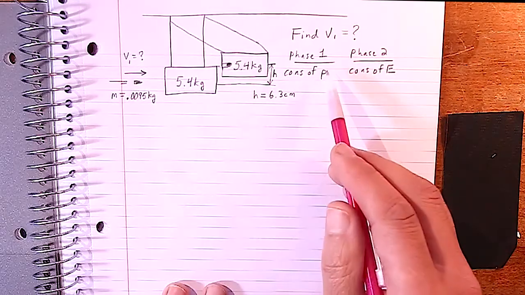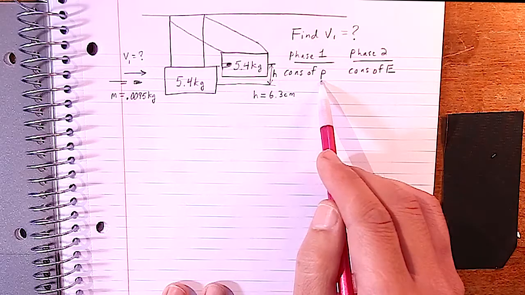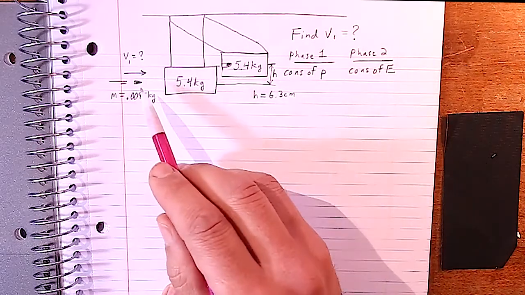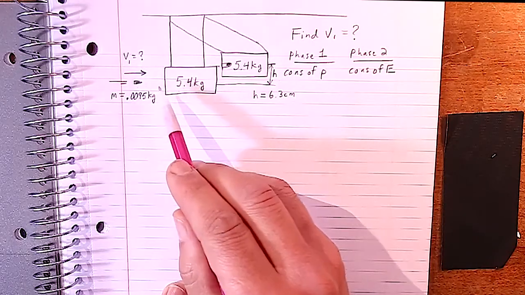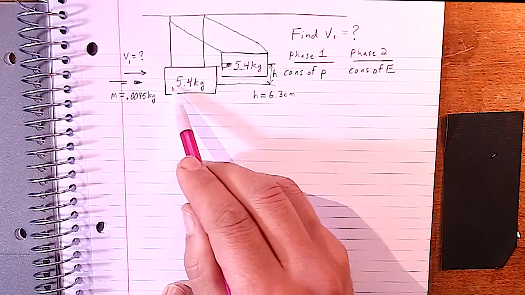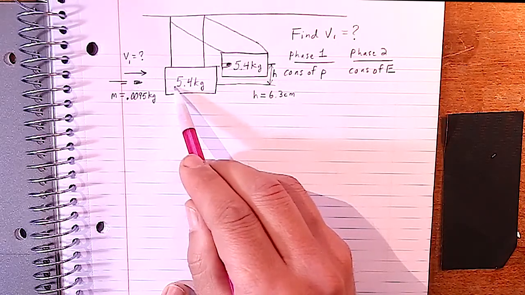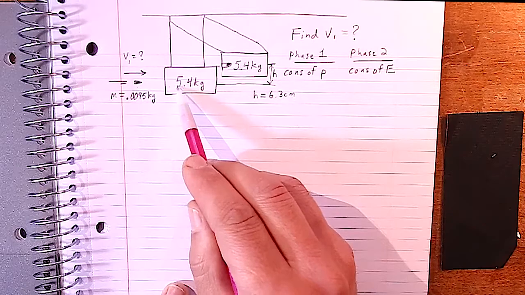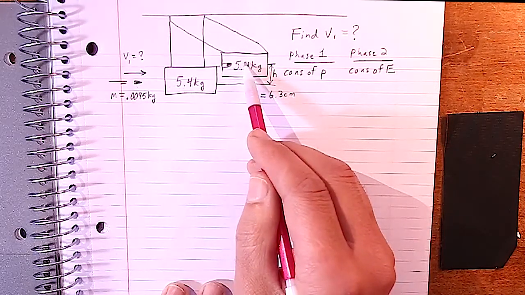So we're going to break this up into two phases. We're going to do phase one, conservation of momentum. Now listen carefully to this part. This is going to be the collision of the bullet with the block, and then we're going to find the velocity of the block-bullet system the moment after the collision ends, but before it moves up.